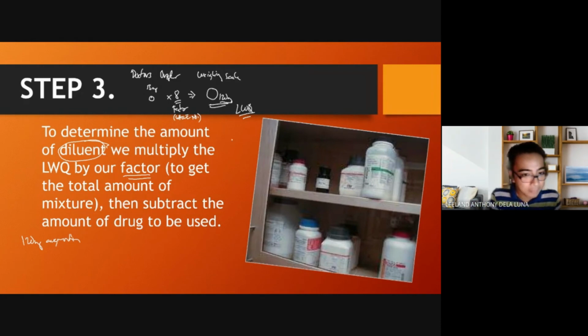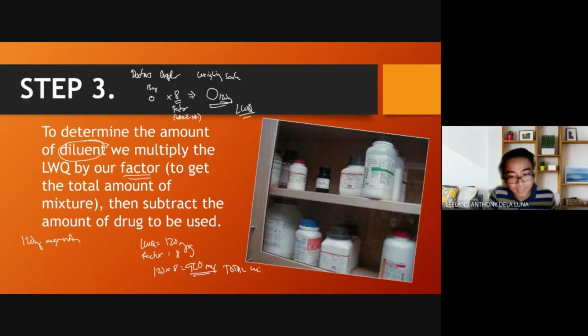So, ibig sabihin, class, pag minultiply ko yung 8, ano ating LWQ? Our LWQ is 120 milligrams. Tapos, ang na-chosen factor natin is 8. So, I'll just multiply this to 8. So, 120 times 8 would give me 960. Very good. 960 milligrams. So, this should be the total weight of the mixture.